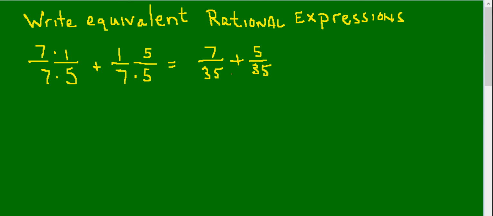And now they're equivalent rational expressions. All right, so there I'd have it. My answer to this would be 12 over 35. All right, so we're doing the same thing using rational expressions with the variables involved. A little bit tricky, but it's definitely manageable. All right, let's go through some examples of that.